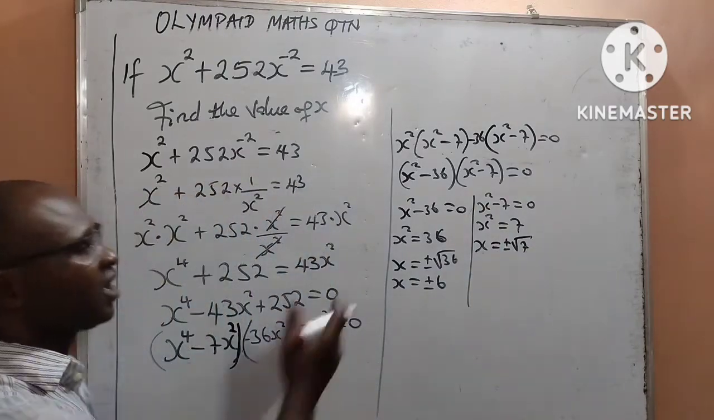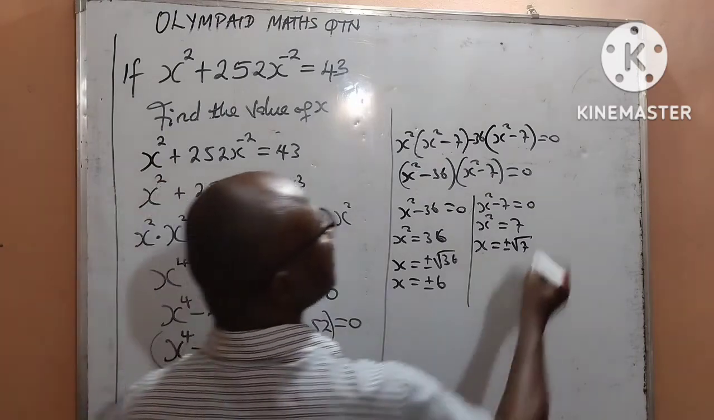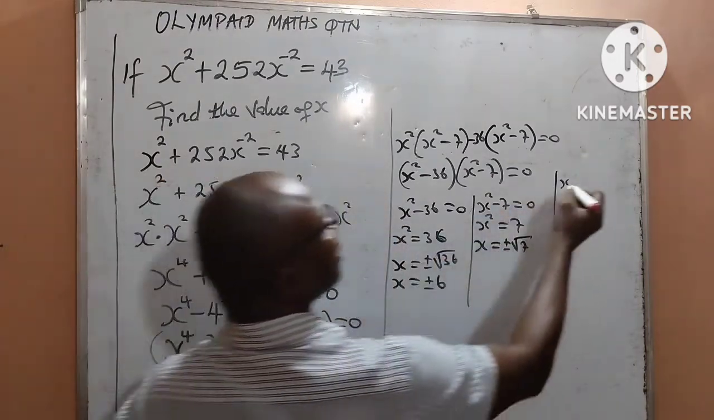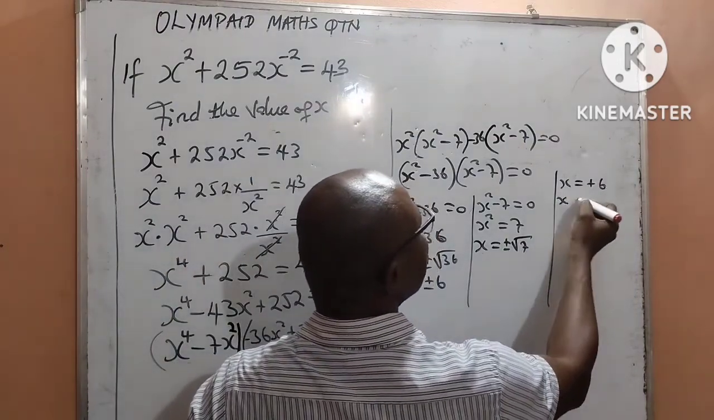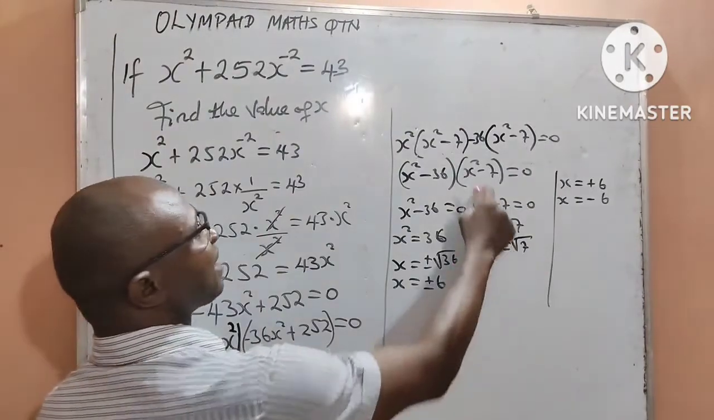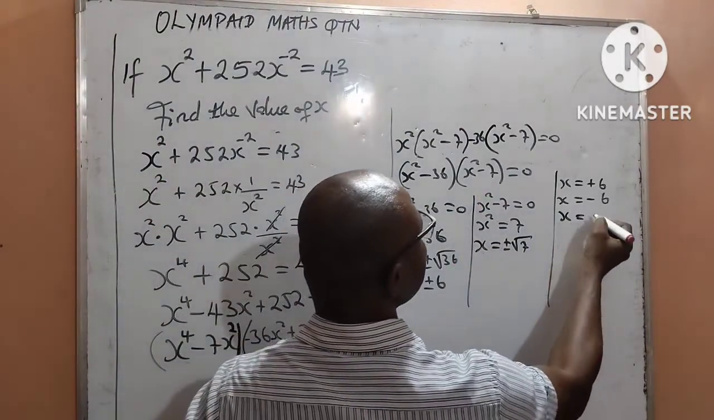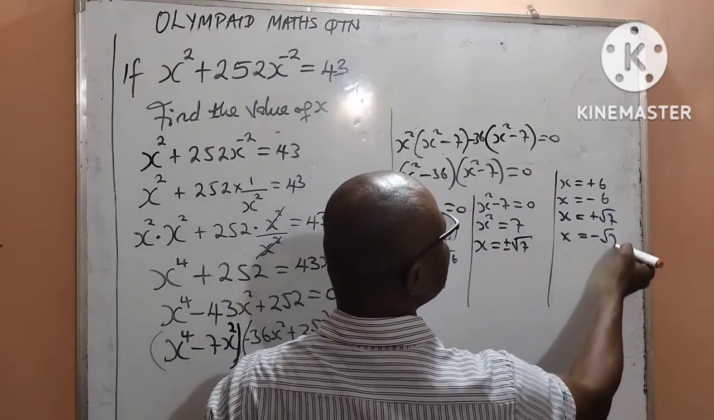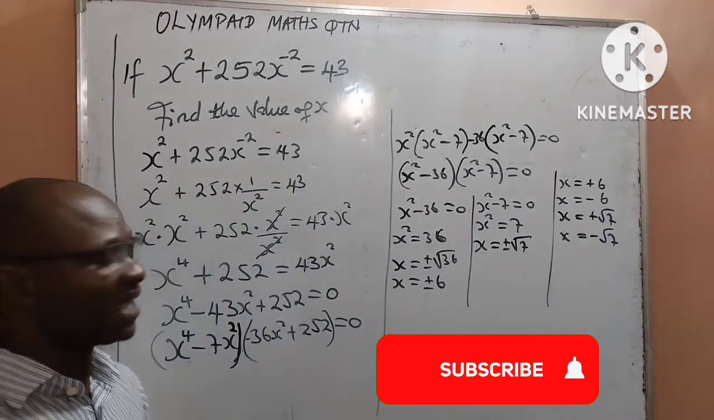In conclusion to this, we can now simply say that the values of x from the first answer is plus 6 and negative 6. Also, from the second bracket, I shall have x equal to plus root 7 and the x equal to negative root 7. These are the answers.